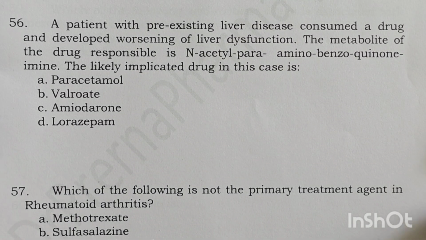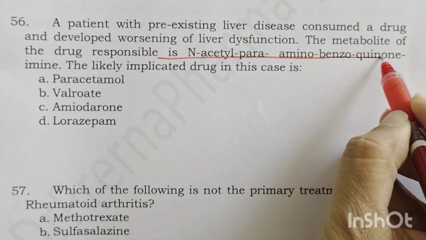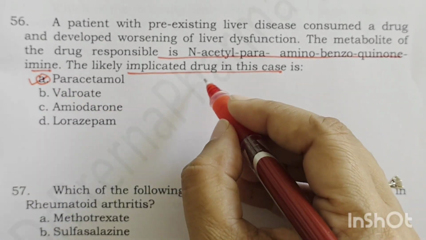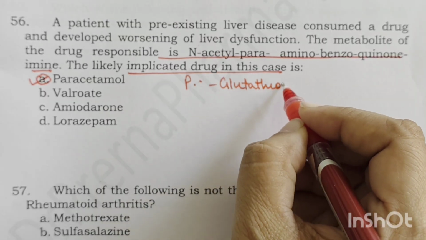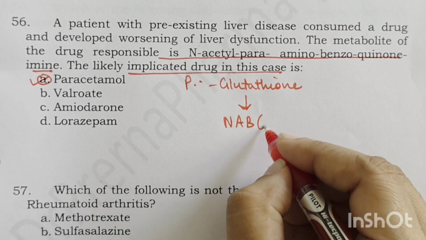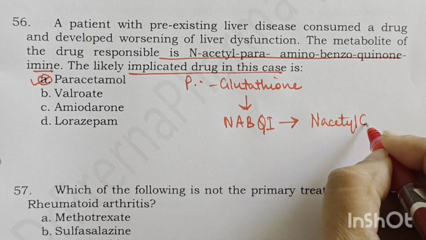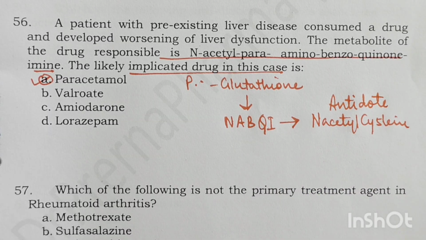Next, a patient with pre-existing liver disease consumed a drug and developed worsening of liver dysfunction. The metabolite of the drug responsible is N-acetyl-p-benzoquinone imine. The likely implicated drug in this case is paracetamol. We know that paracetamol is metabolized by glutathione conjugation, and when glutathione is depleted, it results in formation of N-acetyl benzoquinone imine, which is a toxic metabolite. For treatment we then use N-acetylcysteine. So this is the antidote used for the treatment of paracetamol poisoning.